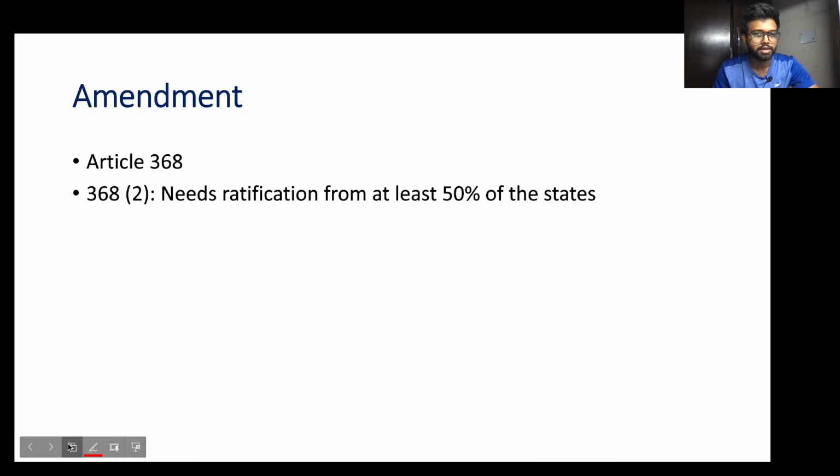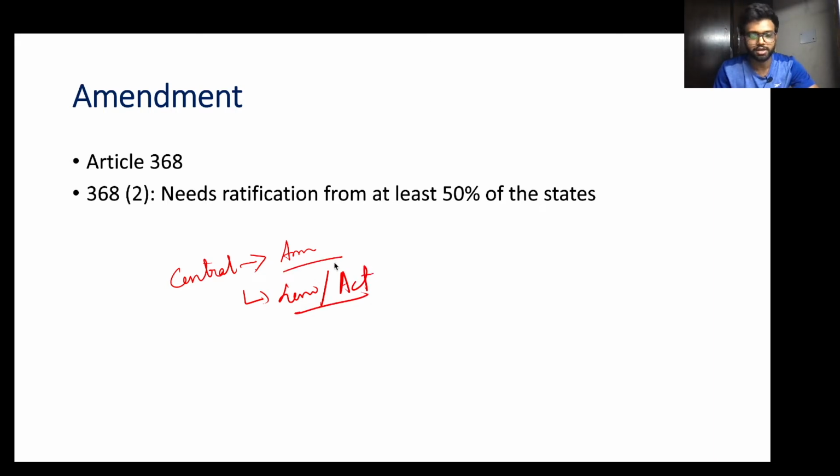The next thing is the process of amendment. Article 368. According to Article 368, Clause 2, it has been stated that if the central government is passing some amendment, law or act which impacts the federal structure, suppose the central government is proposing any kind of amendment, law or act and that law, amendment or act is impacting the federal structure, the division of power between center and the state, for that matter, the central government should take ratification from at least 50% of the states.